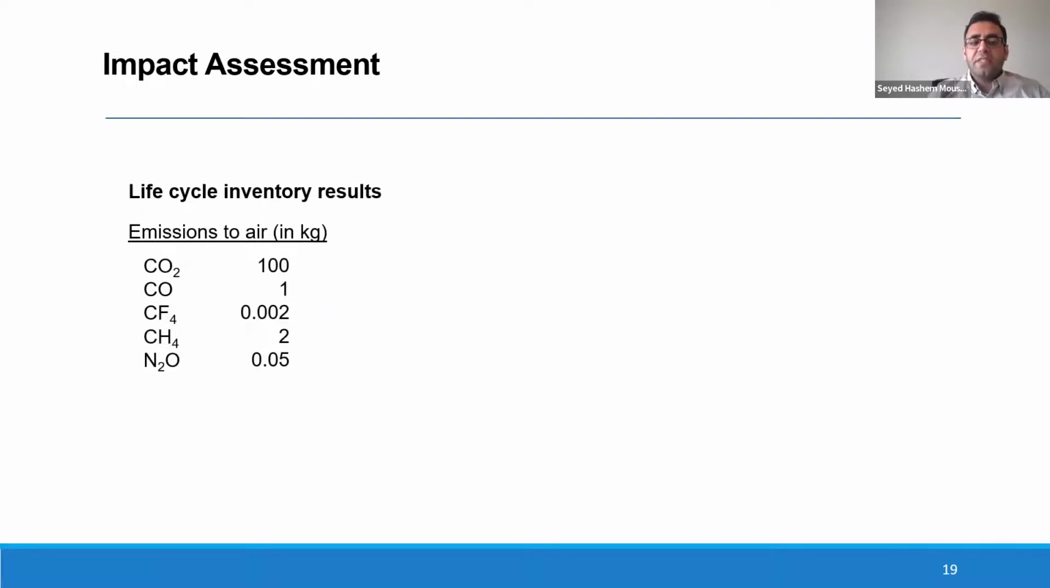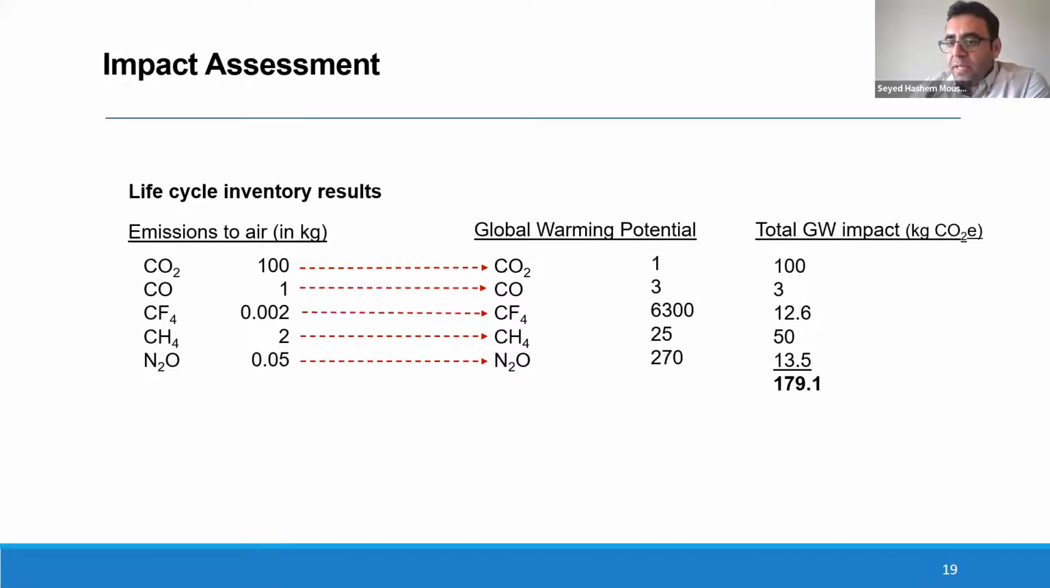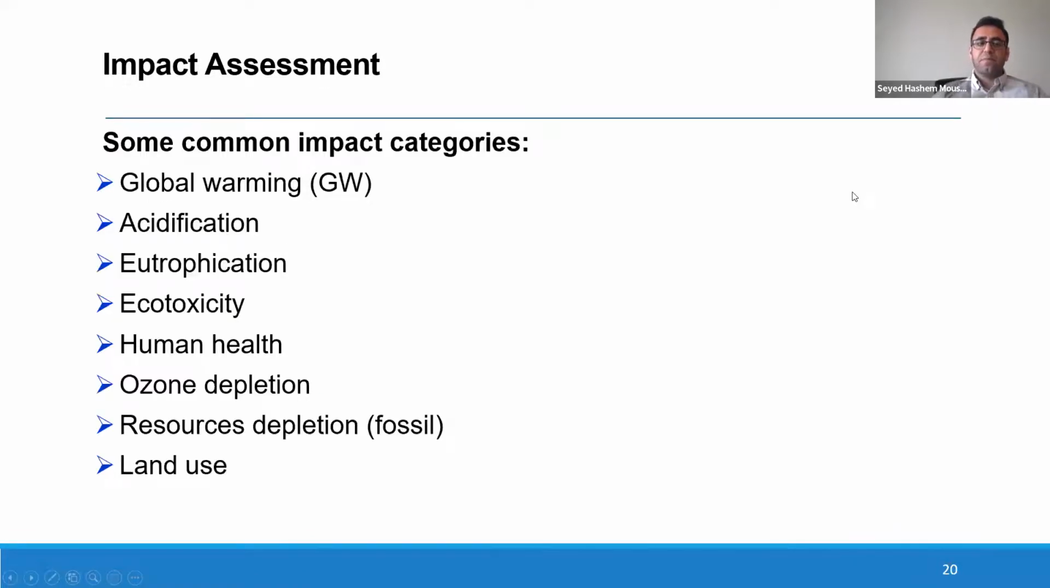These are some of the greenhouse gases: carbon dioxide, carbon monoxide, methane, nitrous oxide. And for example, this is an inventory of these gases using global warming potential factors. We can convert all of those that are listed here into global warming impact in the unit of carbon dioxide equivalent. And then by summing these impacts, you'll see that the total GW impact for this process is, for example, 179.1 kg of carbon dioxide equivalent for the defined functional unit.